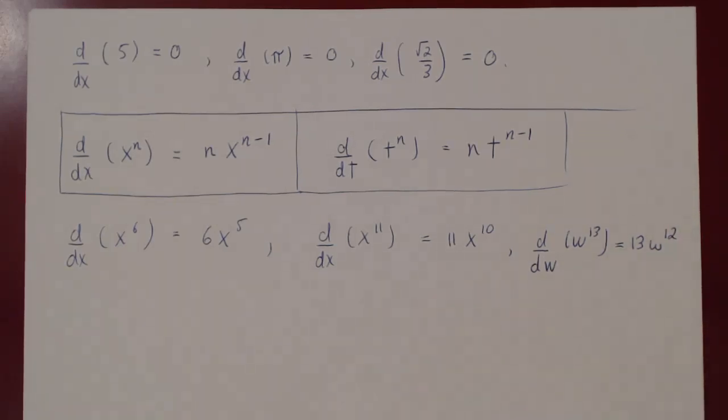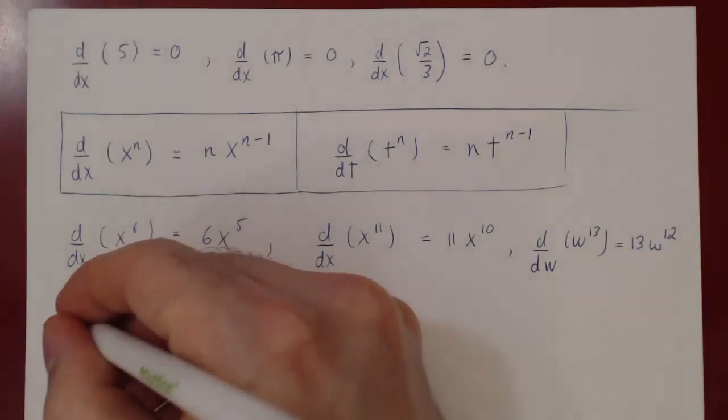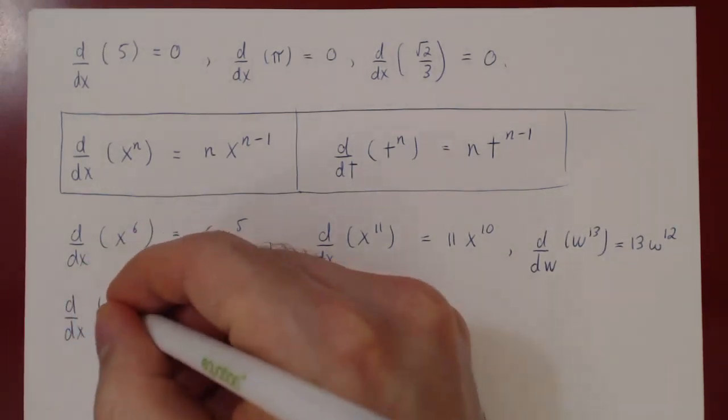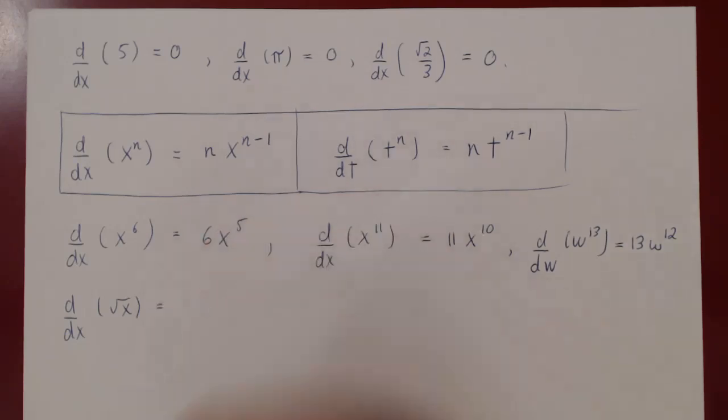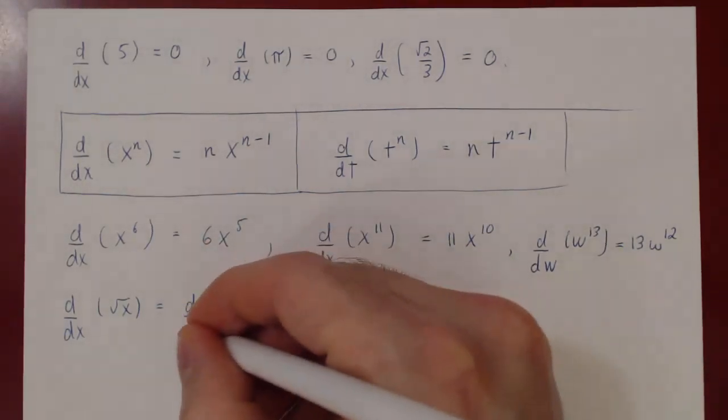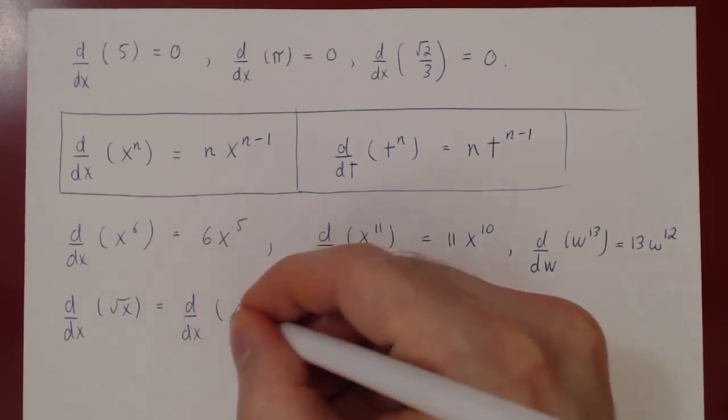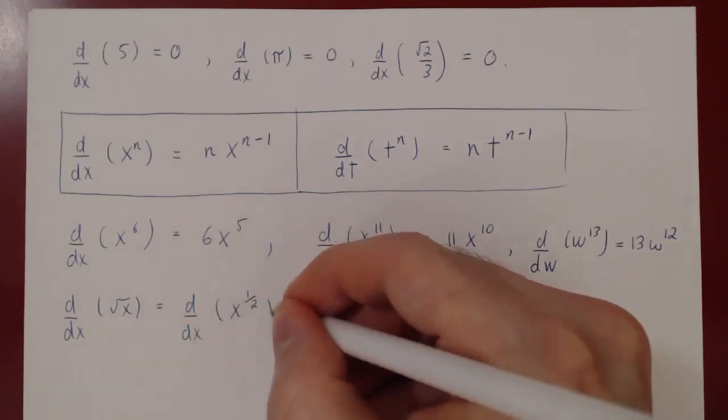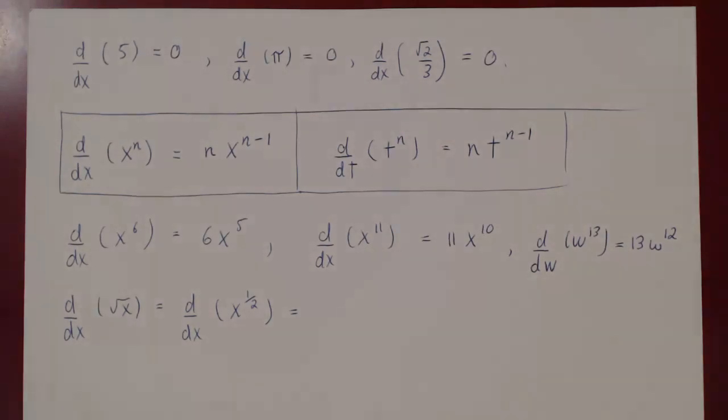What about square root of x? Right? So if we ask what's the derivative of root of x, all we have to do is rewrite root of x as an exponent. So root of x is x to the 1/2. And now we can apply the power rule.